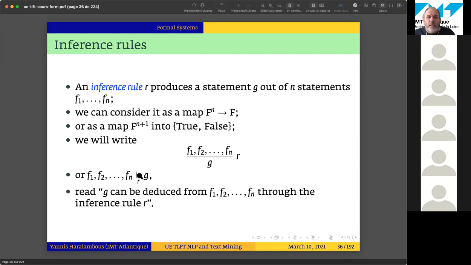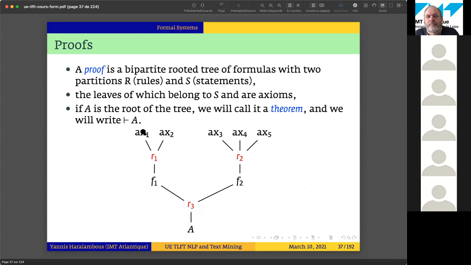Inference rules are written in this way using this symbol. So this symbol means deduction. I'm deducing G from F1 to Fn using inference rule R. And a proof means, theoretically, starting from axioms, applying inference rules until getting to the result we want to prove. Of course, if you are taking mathematics, then the axioms are light years away from what you want to prove. So you are using other proofs that themselves use other proofs and so on. And these intermediate statements are called theorems. And what you prove, once you have proven it, is also a theorem.